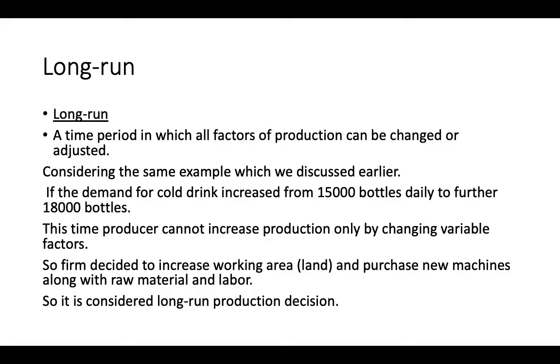Now, considering the same example, let's say that in 3 to 4 months, the demand for cold drink further increases from 15,000 bottles to 18,000 bottles. This time, the producer decided that it is not possible any further to increase the production only by changing the वेरिएबल फैक्टर्स ऑफ प्रोडक्शन कि फर्दर आप सिर्फ रॉ मटेरियल और लेबर को चेंज करने से अपनी प्रोडक्शन कैपेसिटी को इंक्रीज नहीं कर सकते. आपको अपने फिक्स फैक्टर्स को भी इंक्रीज करने की ज़रूरत है.